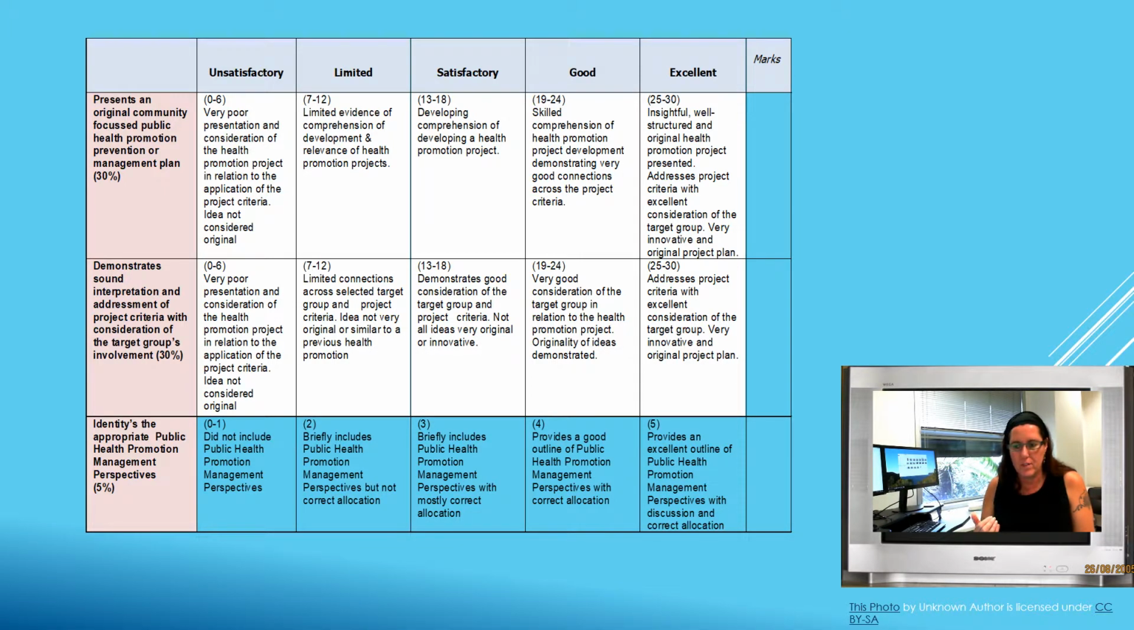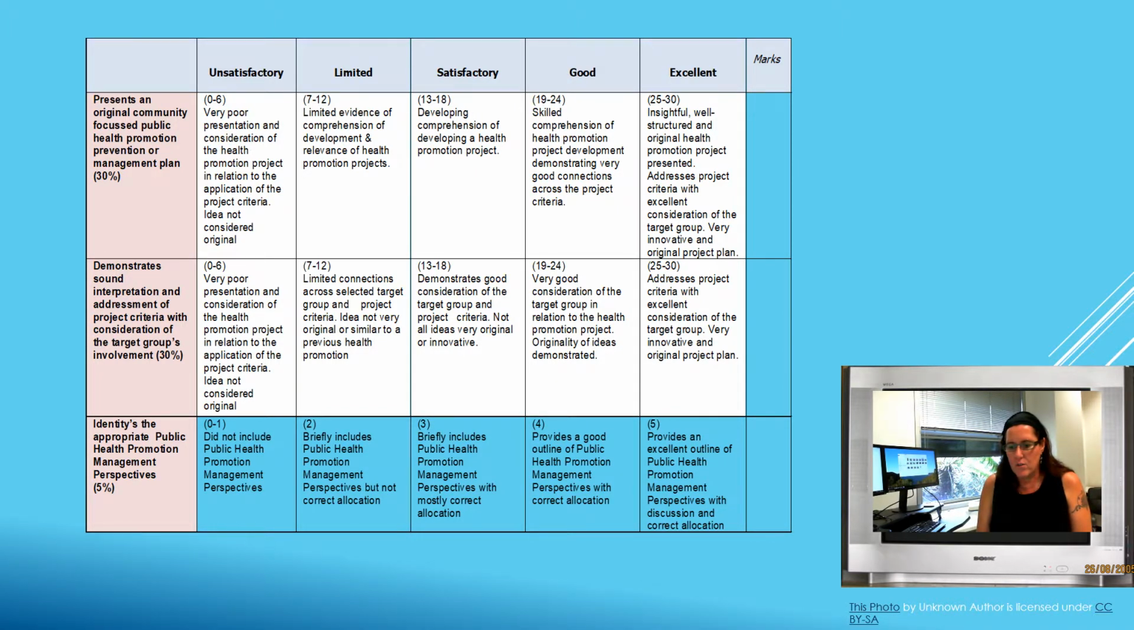The first criteria is we want you to present an original community-focused public health promotion, prevention or management plan, and that's got to be focused on your target group. And when we're saying original, we don't want you just rehashing something that's already been done before. We want you to come up with your own strategy there.